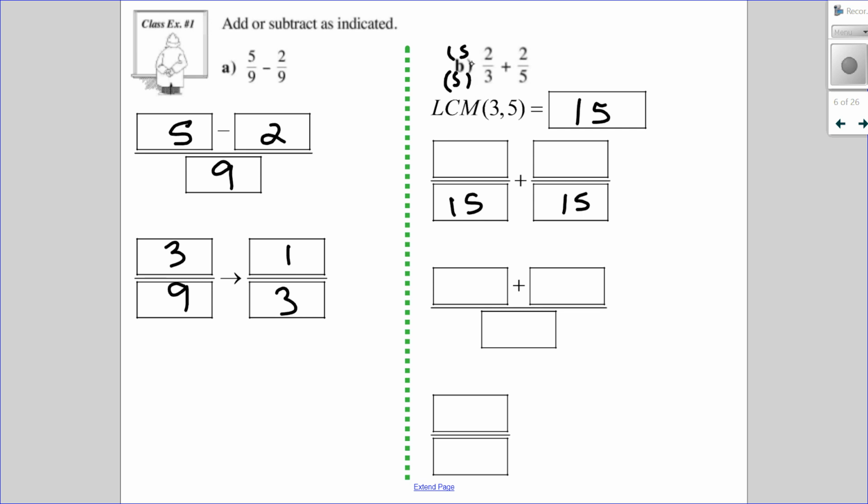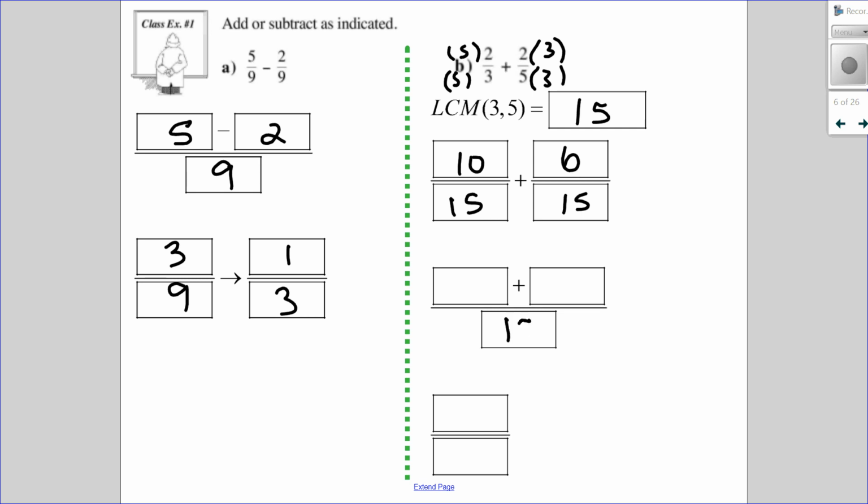So to be fair, I multiply the numerator by 5 to get 10. To go from 5 to a denominator of 15, I multiply by 3. So I have to do that to the numerator and the denominator to get 6. So now I have equivalent fractions.